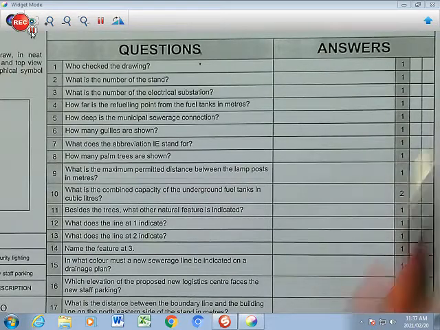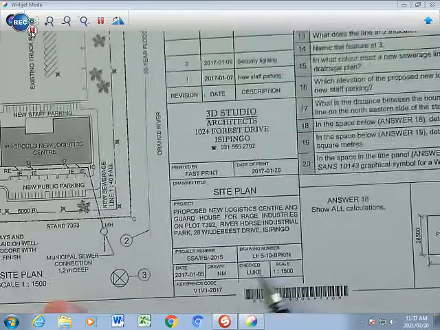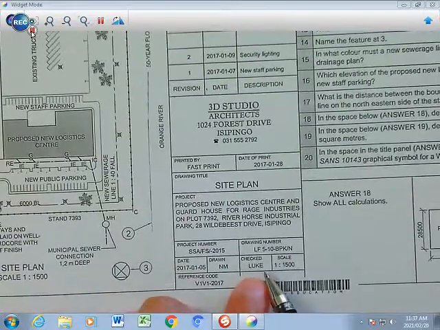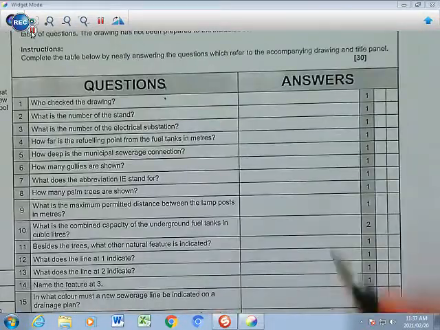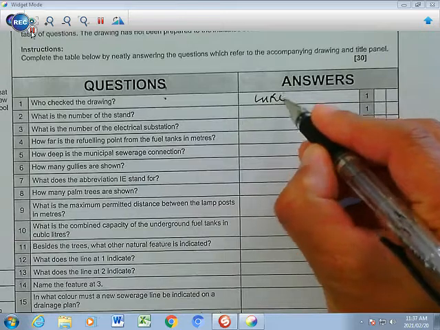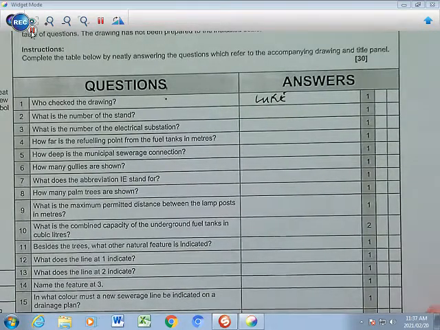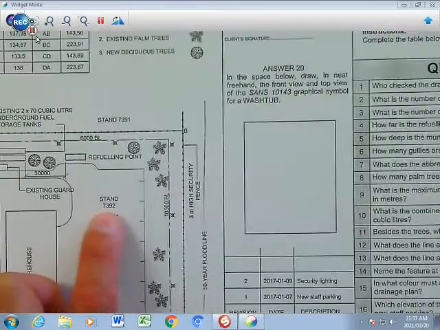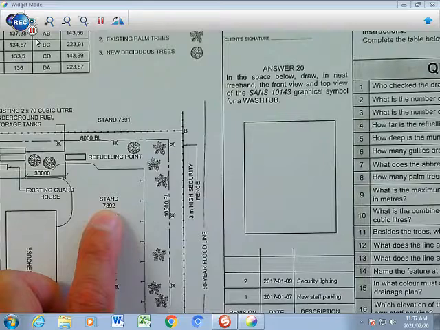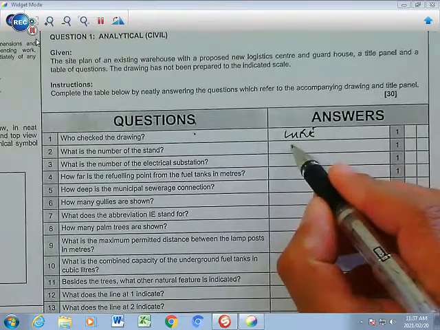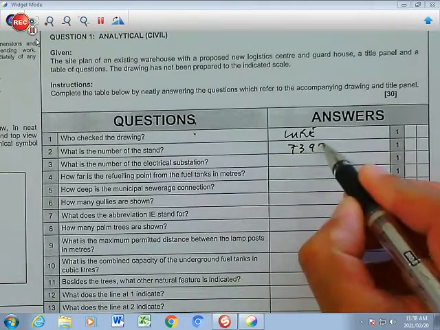So question number 1 asks for the checking of the drawing, and you're going to go down to this area over here in your title bar, check by Luke, and Luke's name you're going to put in there. So that's Luke. And then the next question is, what is the number on the stand? So you're looking at the stand number, and that number you're going to find right there, 7392. So that's going to be stand 7392.